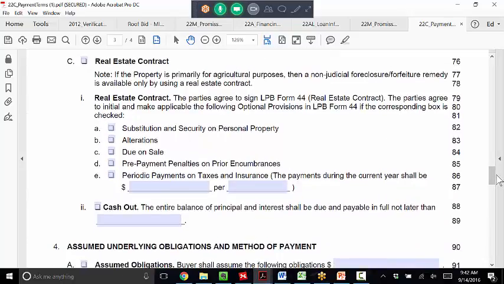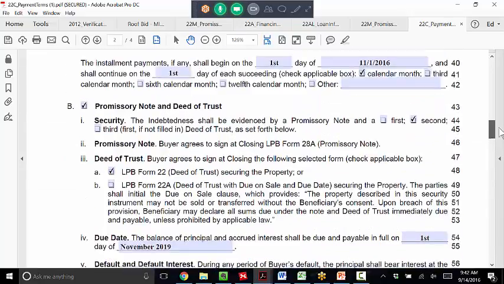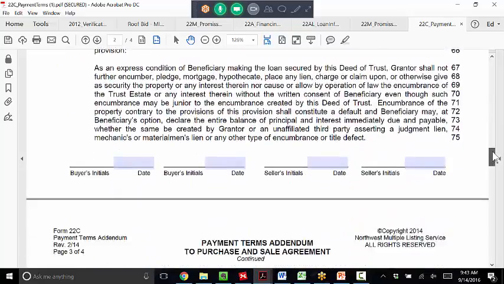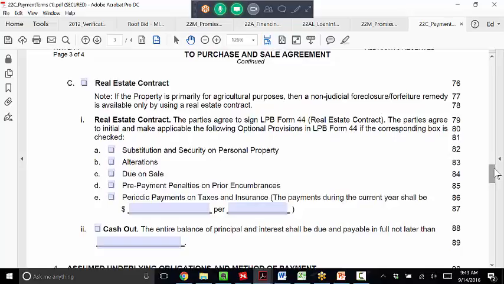All right. Paragraph C is if we go the real estate contract route rather than the promissory note and deed route. So remember, you may check paragraph B or C, but not both. These are different alternatives. All right.